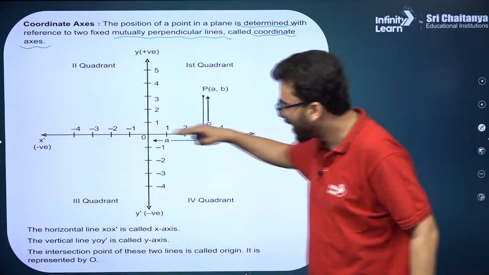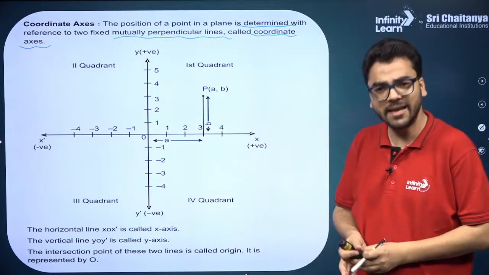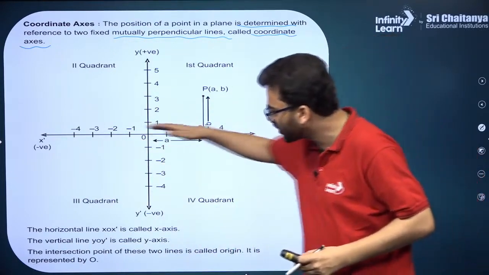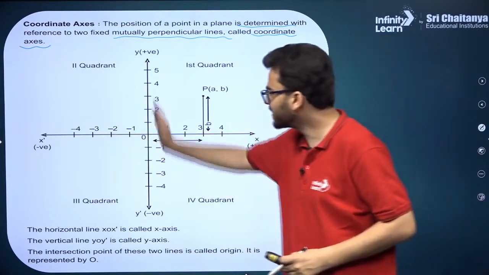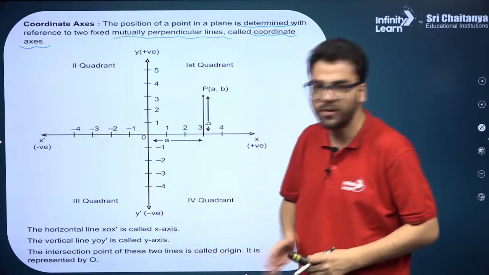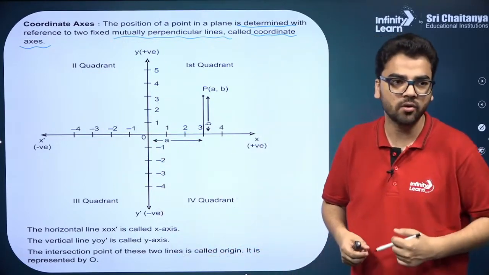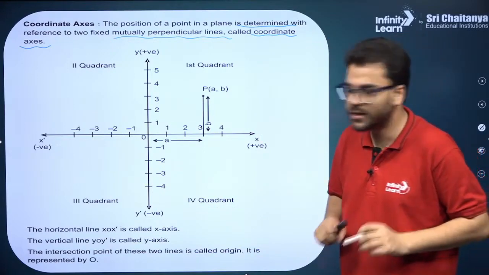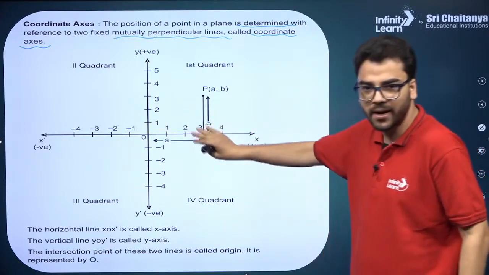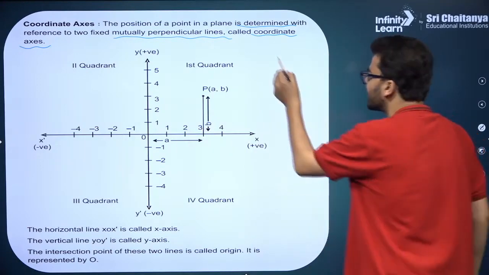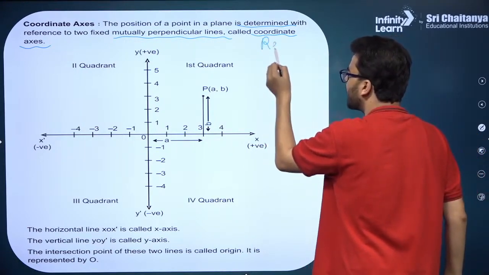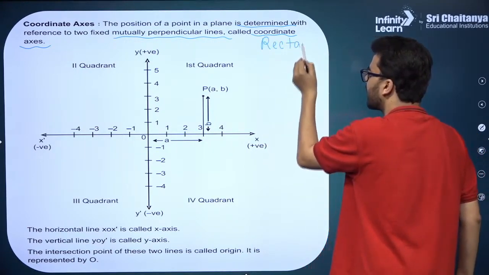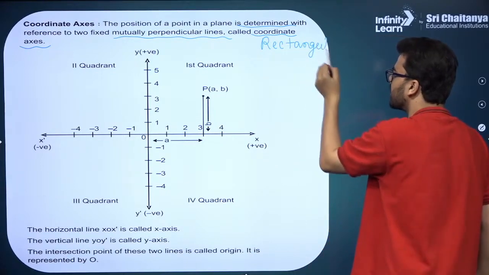The horizontal axis is nothing but the number line only in the horizontal direction, and the y-axis is nothing but the number line only in the vertical direction. Got it guys? So that is the only thing. So what do we study over here? The whole system is known as the rectangular coordinate system. This is rectangular coordinate system.